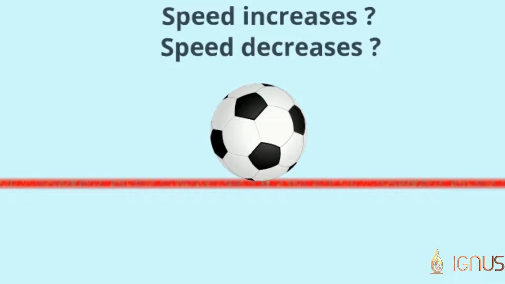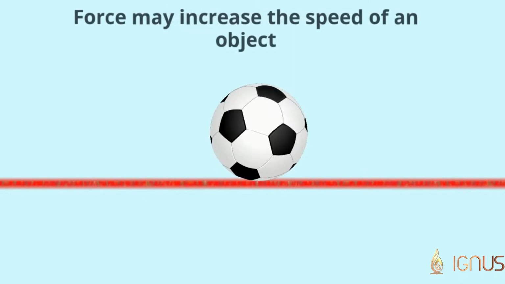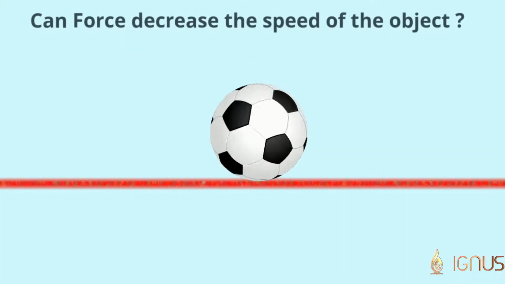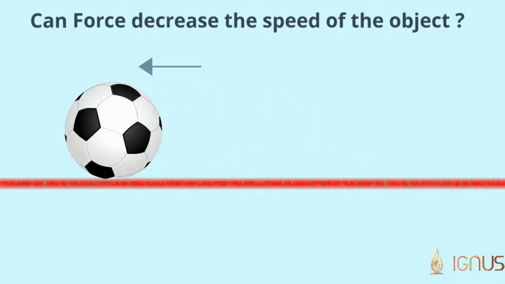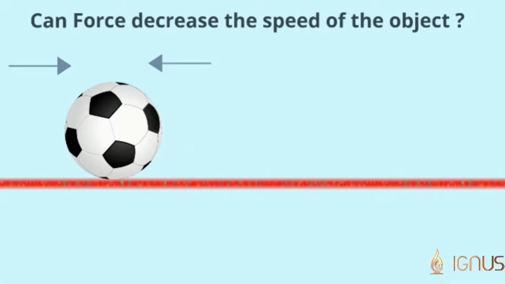The ball starts moving with a greater speed. What can you conclude from this observation? We can say that force may increase the speed of an object. The force was applied in the same direction and hence the speed of the object increased. But can force decrease the speed of an object? Of course. If you put your hand here now and obstruct the motion of the ball, what do you see? The ball reverses its direction and moves a little before stopping.